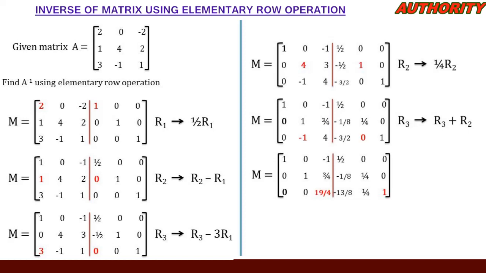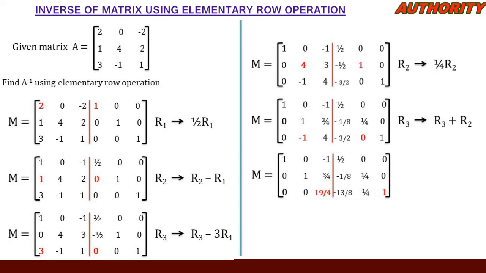In the main matrix that we have 19 all over 4. And then in the identity matrix, we have 1 there, right? So we want to make this 19 all over 4 to be 1. So what are we going to do? If you multiply this 19 all over 4 by the inverse, which is 4 all over 19, it is going to give you 1, right?